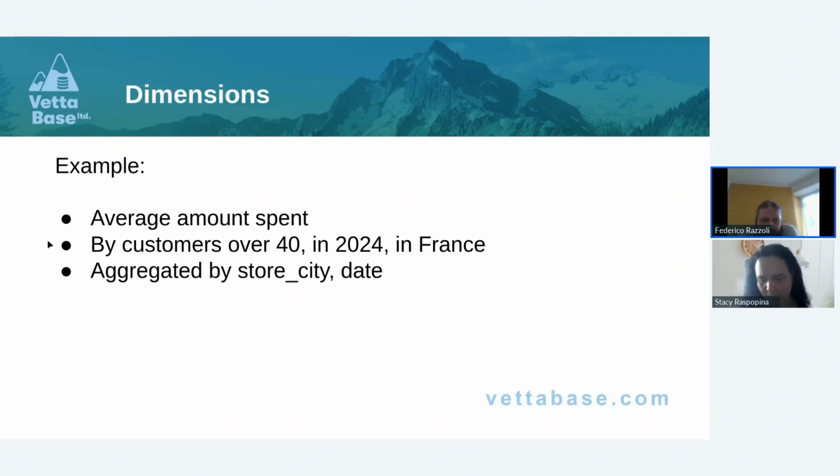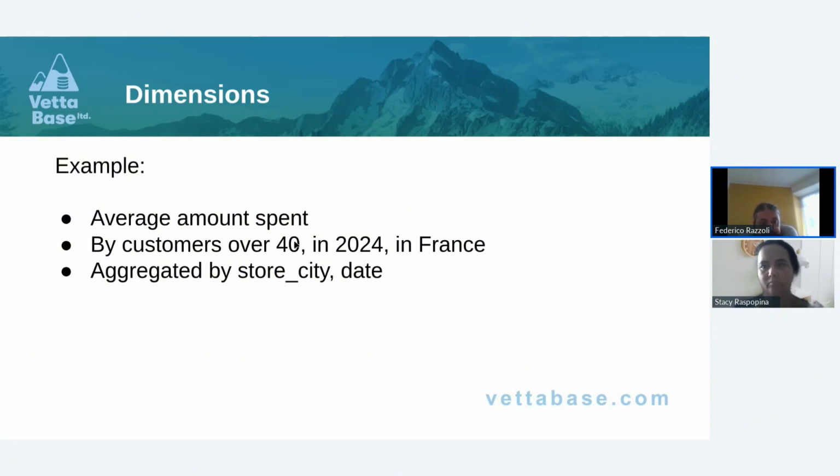So the second bullet is the filter, right? Or in SQL, it's the where clause. Amount spent by customers. So customers will be a dimension, okay? And a dimension is not just a column, it's a table. And I will highlight this a bit later. It's a table, and this table has some additional information.